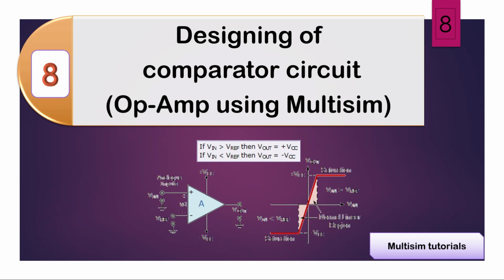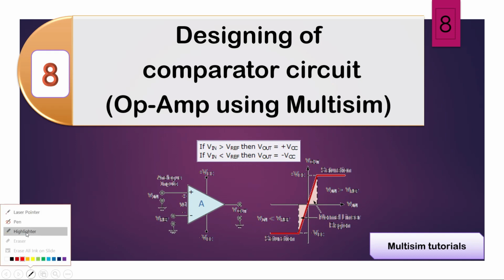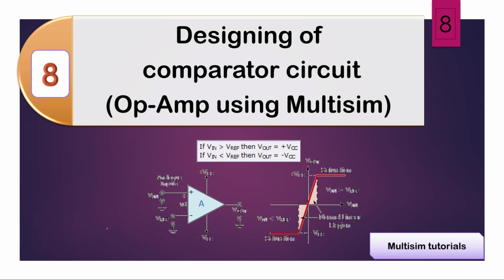Now let's see the comparator circuit. The term itself tells us what it means: comparison, right? So now let's move on. To explain more clearly, we are going to consider these conditions and the circuit. Just keep the circuit aside for a while. We're going to explain it a little bit later.